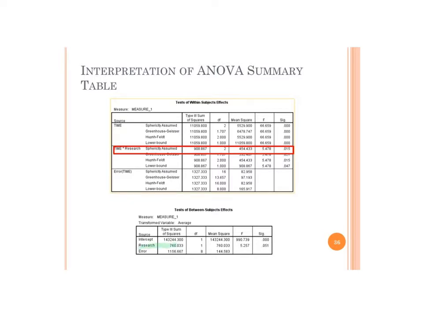For my independent groups variable, research, I'm going to look down here in the between subjects on this research line. So these are my 3 lines that I'm going to have to read to get to my F values. So we start with the interaction. As always, I have a significant interaction, so I'm going to do a simple effects test.